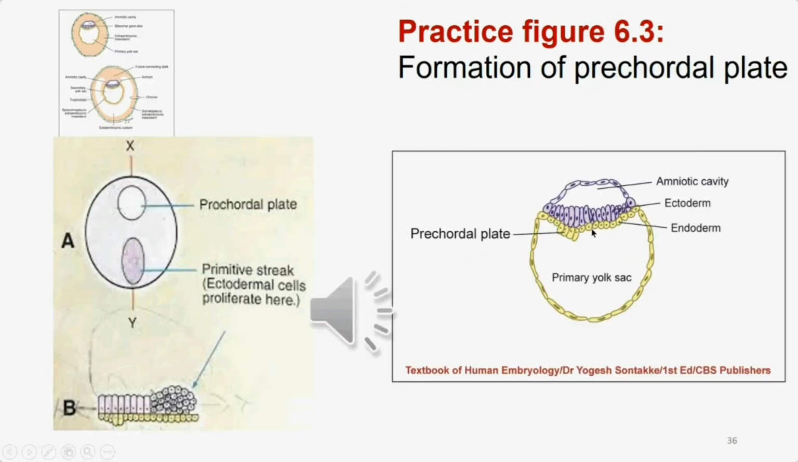So this yellow one is the endoderm and blue one is the ectoderm. Some cells of the endoderm become columnar. It forms a procordal plate. There is a rounded elevation in the germ disc at one end of the embryo. This rounded elevation of the germ disc is known as the procordal plate.